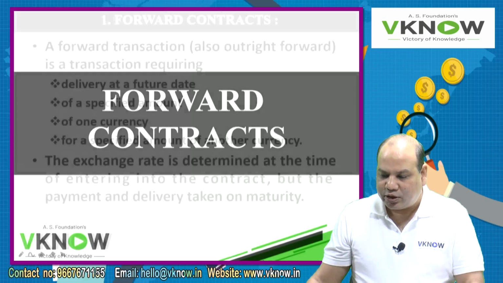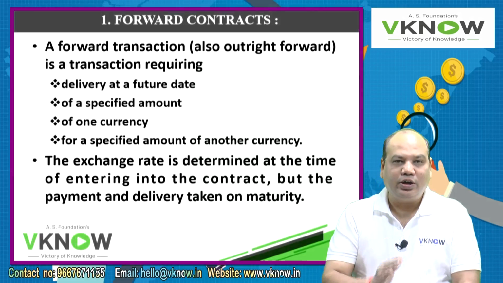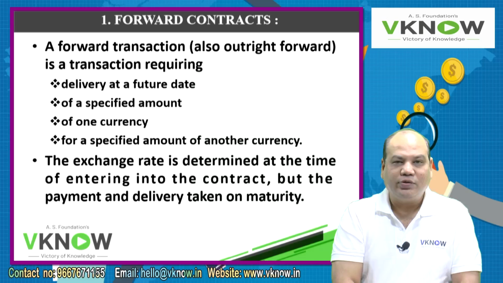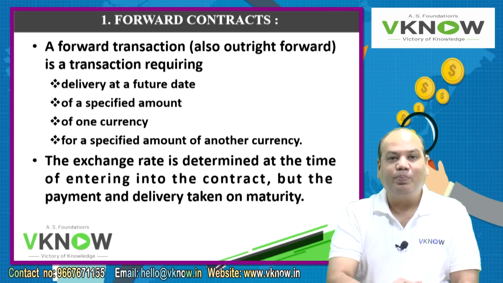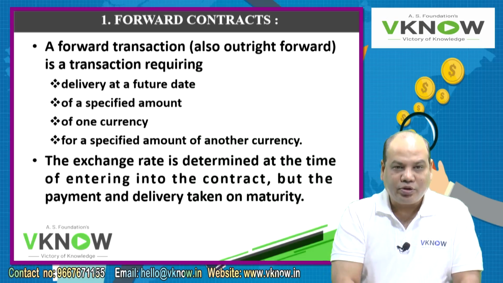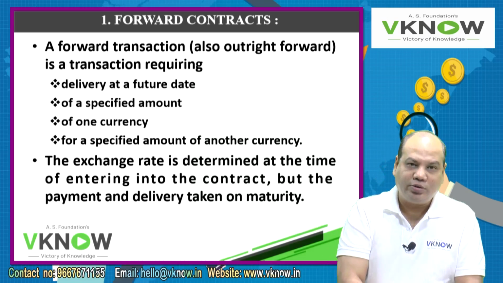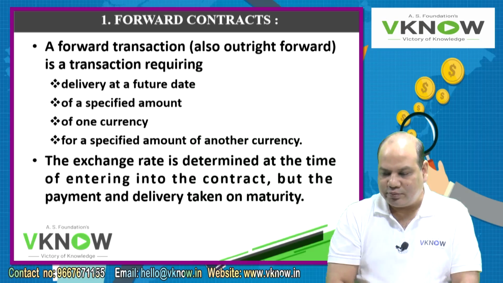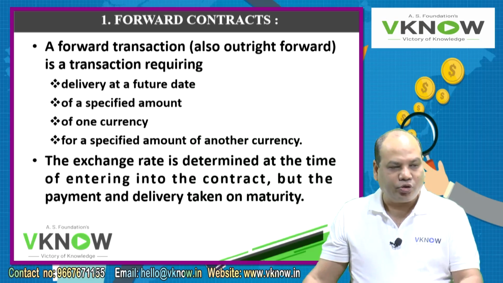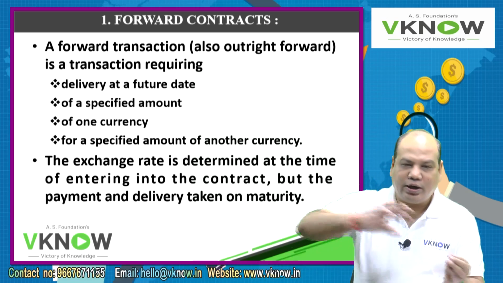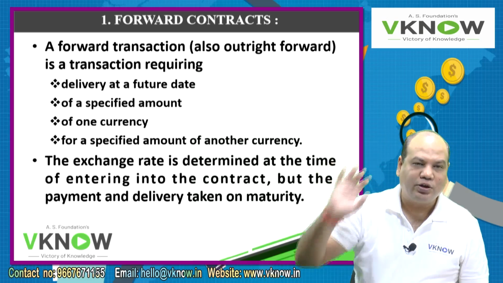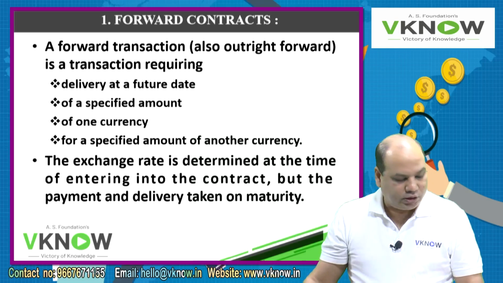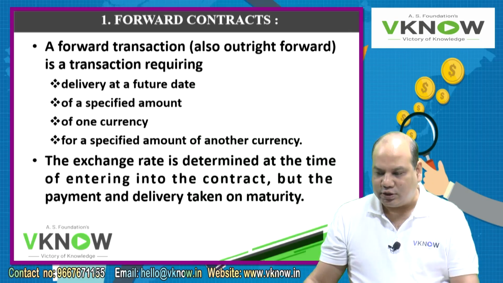Forward contracts, we are aware, are a contract entered into today to buy or sell foreign currency at a future date at a predetermined rate. That is, the rate is negotiated today, but the actual execution will take place at a future date. So that is a forward contract. You fix the rate today and at that rate you buy or sell the foreign currency at a future date. That is a forward contract. So let us understand what a forward transaction is.